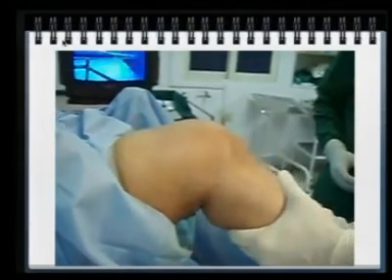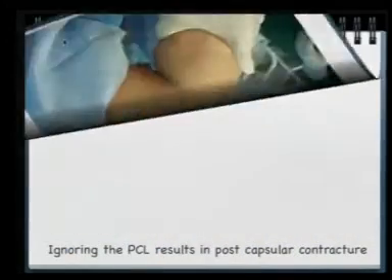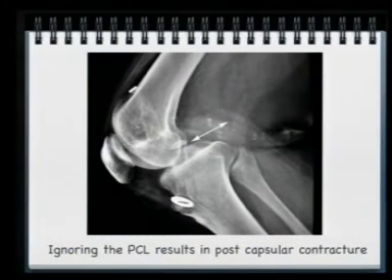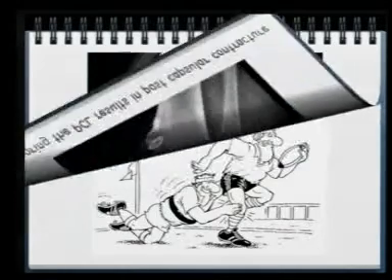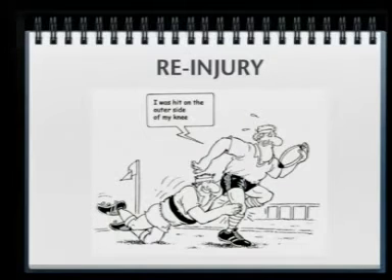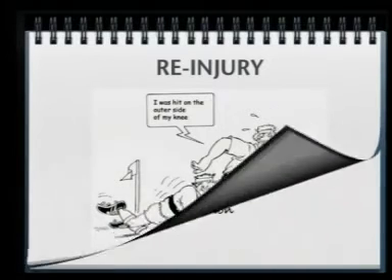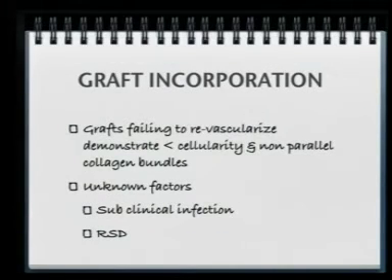The ACL was reconstructed, and very often we find that ignoring the PCL can lead to a fixed posterior contracture. And in these patients, when you want to do any kind of surgery, you need to get the posterior capsular contracture corrected. Re-injury can occur in the early phases of rehab before the ligamentization process takes place, where you can do aggressive rehab and damage the graft, or you could have re-injury after the patient has been completely rehabbed.